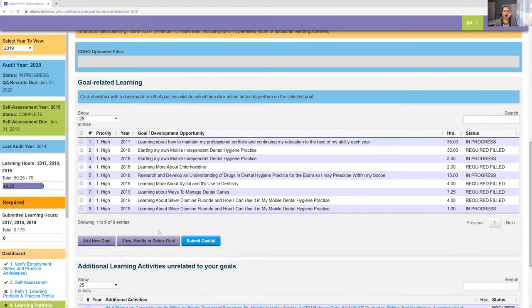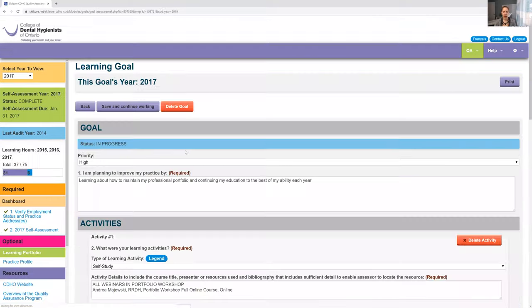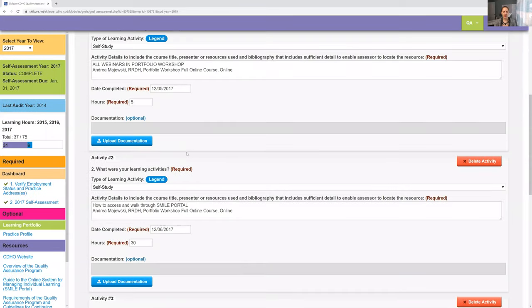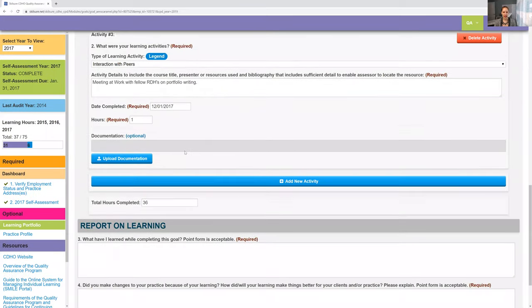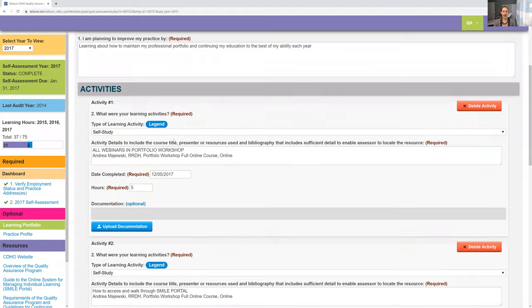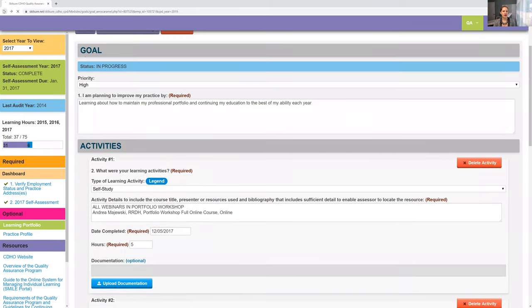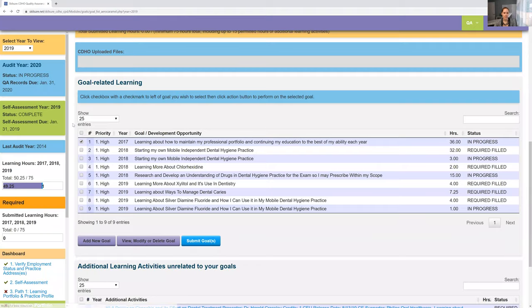So, talking about the report on learning, I'm just going to go into that goal. Actually, I should have picked another one for you because I don't even think I have anything in there. I might have, I can't remember. This was a test that I did here. Okay, so I don't really have anything in there. So let me go back to a goal that I did actually write something for. Probably silver diamine fluoride.